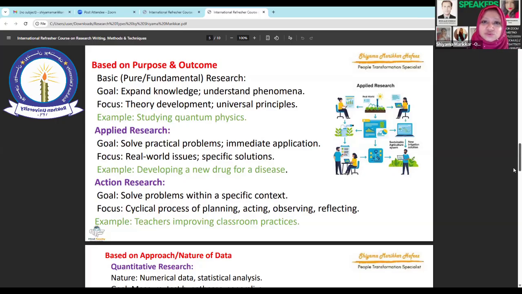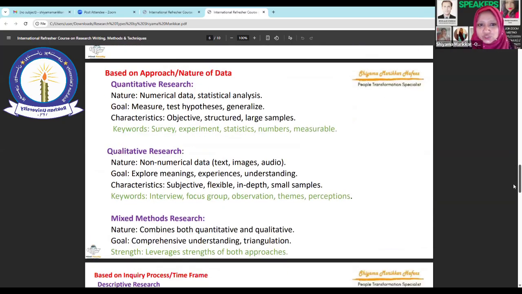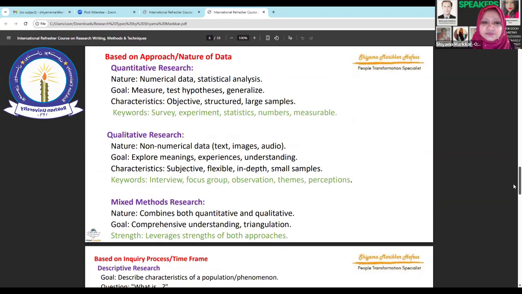This is usually used in educational field, but it's not limited to the educational field also. And based on approach or nature of data that once we collect, we divide into three important divisions or sectors. We say quantitative research, which involves numerical data, statistical analysis. So what is the goal here? Main goal is measure, test hypothesis, and generalize.